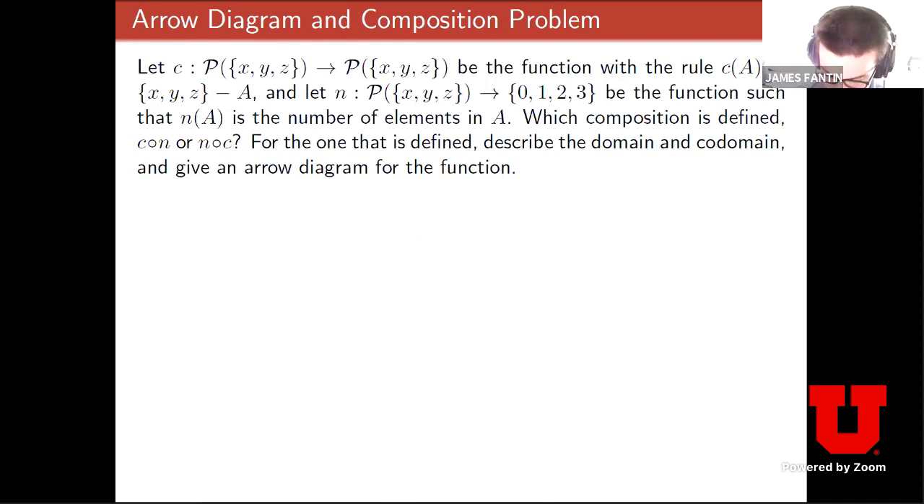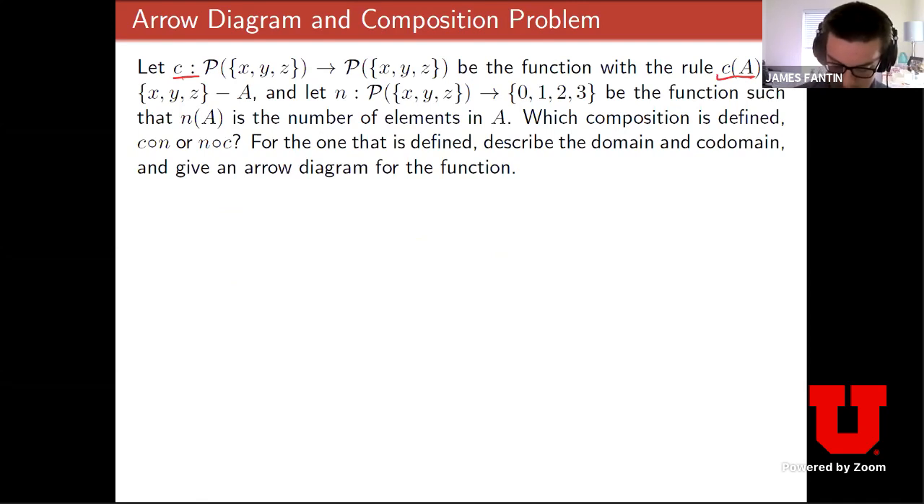So we have this function that we define, C, and it's from the power set of the set {x, y, z} and it maps to the power set of {x, y, z}. And it's a function defined with this rule so that C of the set A is equal to the set {x, y, z}, subtracting out all the elements that are in A.